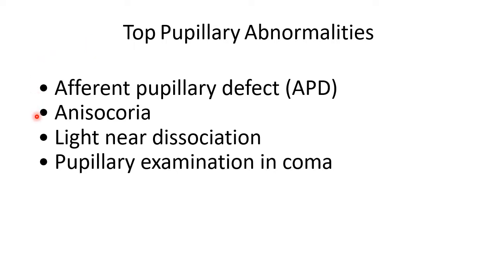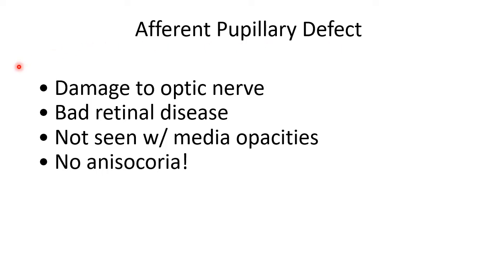So the top pupillary abnormalities that will be covered in this presentation include an afferent pupillary defect, anisocoria, pupillary light-near dissociation, and a pupillary examination in a patient with coma. So the afferent pupillary defect reflects damage to the optic nerve and can also be seen in bad retinal diseases. It's not seen with media opacities, such as cataracts, and there's also no anisocoria.